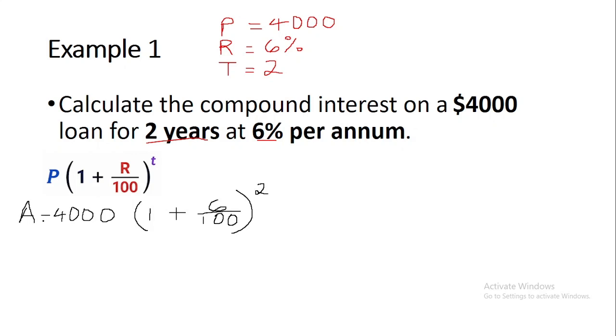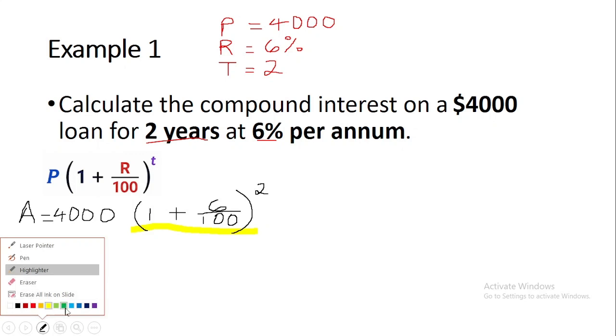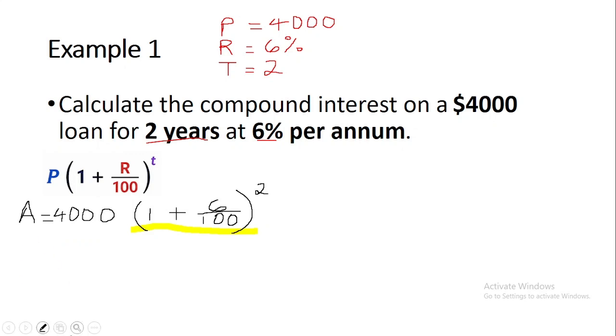So A is going to be equal to 4,000 times 1 plus 6 over 100 raised to the power of 2. So what you're going to do first, because I know that some students struggle with what order of operation or what they should do first. So the first thing that we're going to do is work what is in the bracket first. So that's 1 plus 6 over 100.